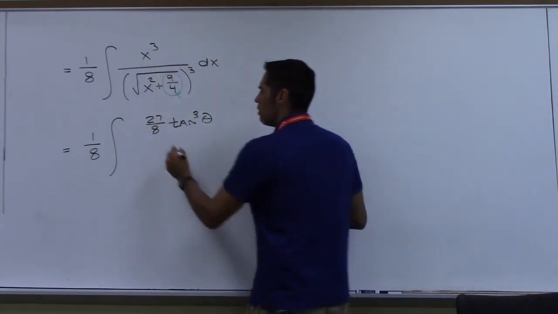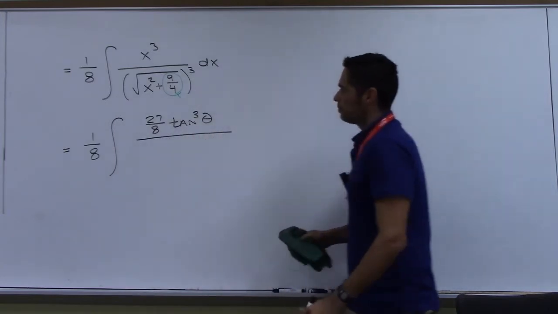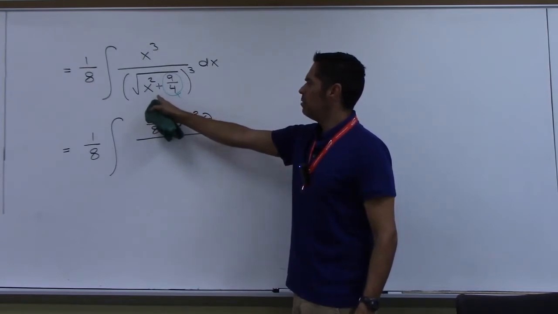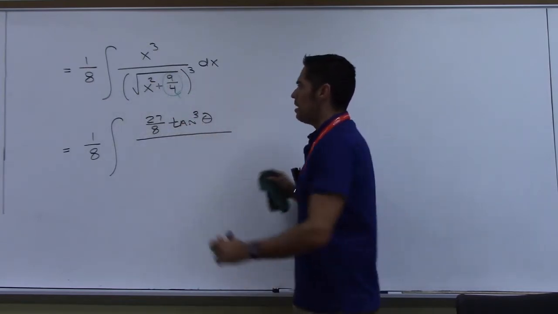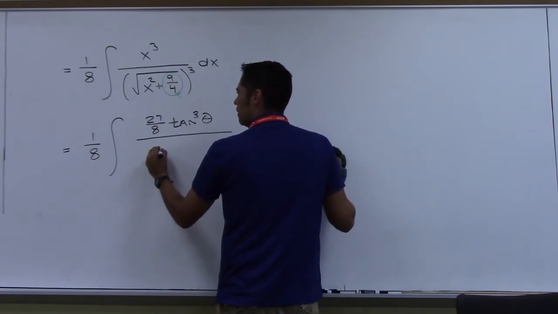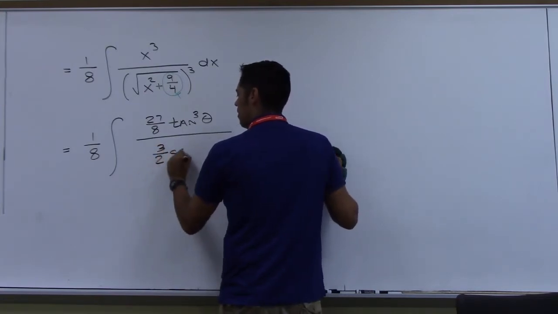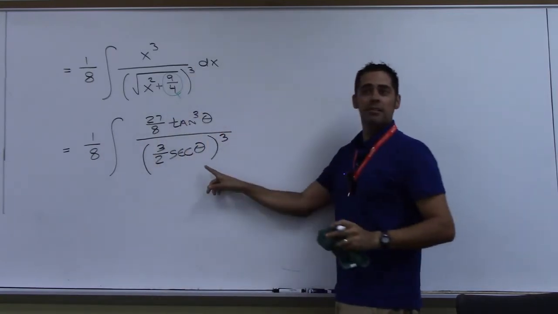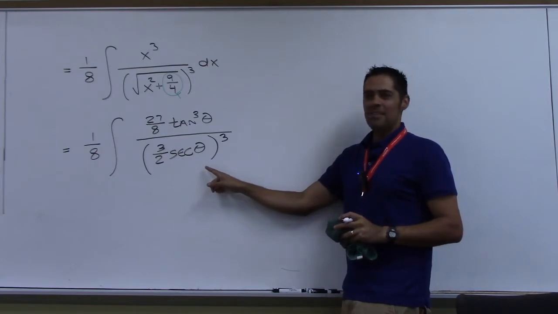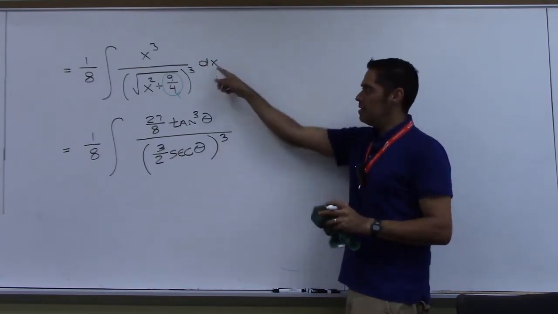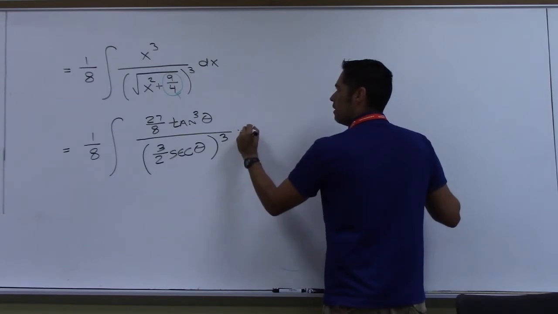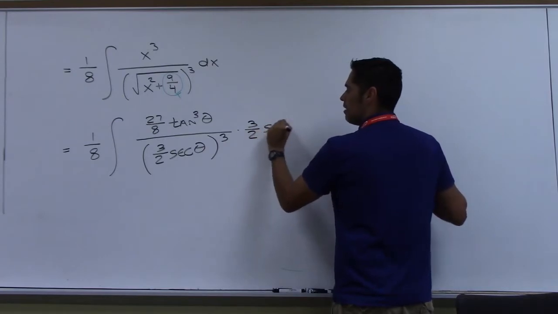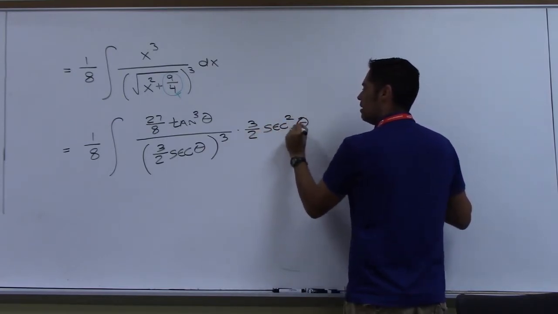Good. Over, you want to keep going, Kiki? Basically the same thing. What was that root? The root part? Is that what you're doing right now? Yeah. What was that root equal to? 3/2 secant theta. But then the whole thing's cubed. Is everyone still here? What still needs to be tacked onto this? The dx. The dx, which is 3 halves secant squared theta d theta.